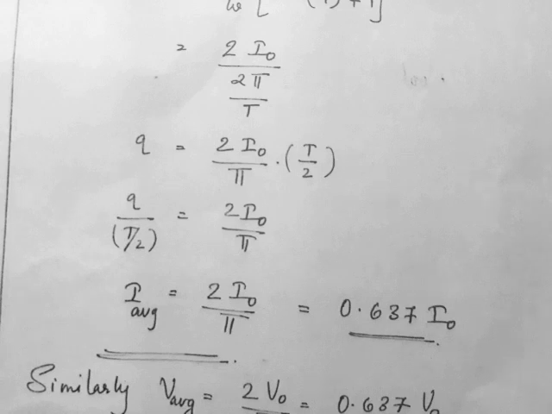Over one complete cycle, the AC average value is 0, because we know it has a maximum I0, and minimum again minus I0. And if you take the average of this AC over a full cycle, that is 0. Over a half cycle is what we got, 0.637 I0 or 0.637 V0.